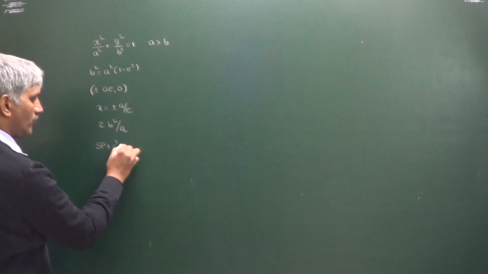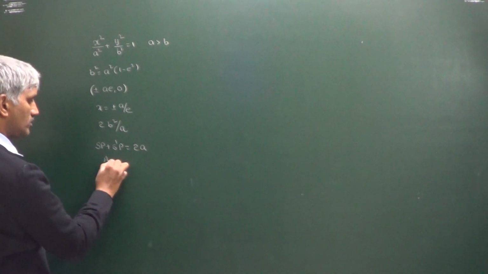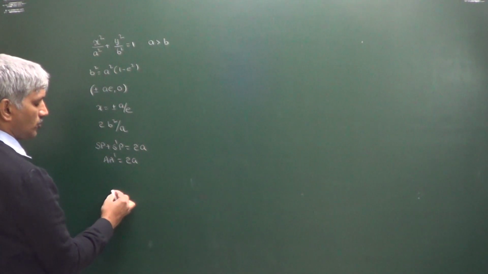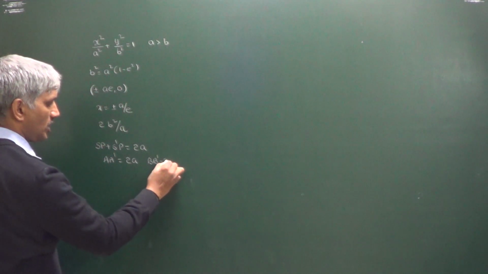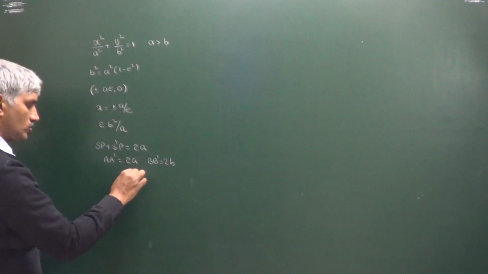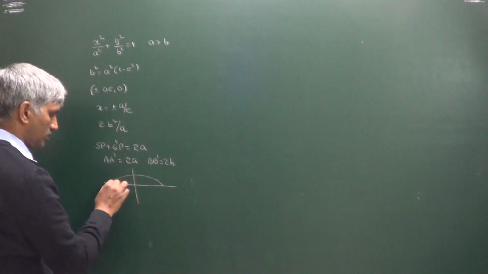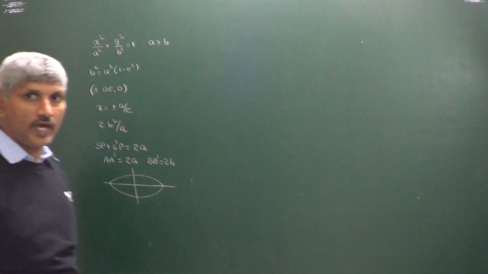You will get SP plus S dash P, the sum of the focal distances, equal to 2a. A dash we call the major axis, and the length of the major axis is equal to 2a. B dash we call the minor axis, and the length of the minor axis is equal to 2b. You will get the graph of the ellipse in this way, where a is more than b.